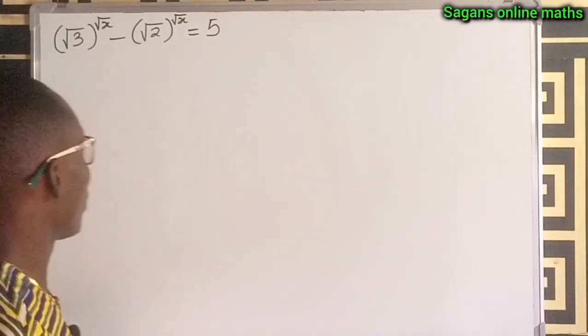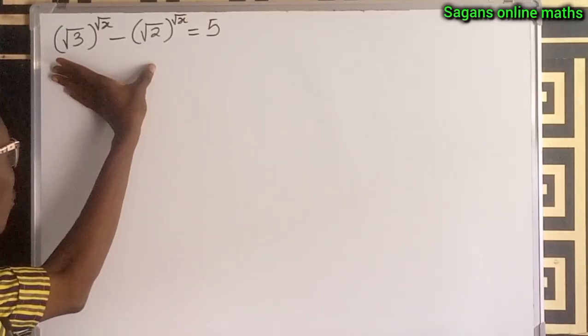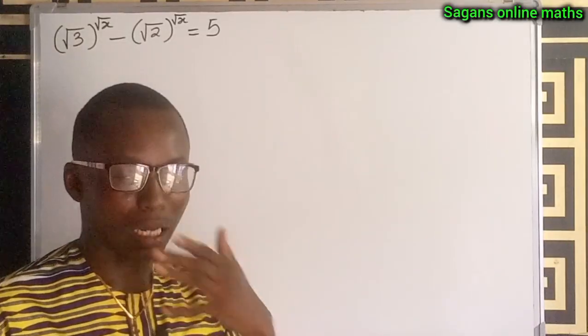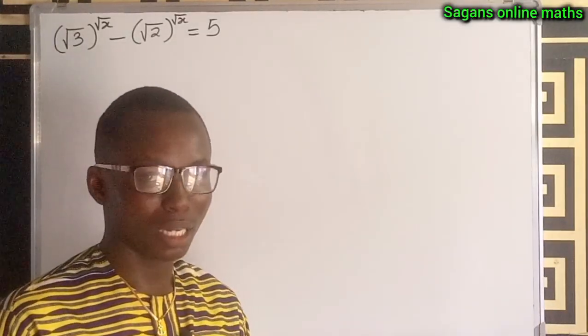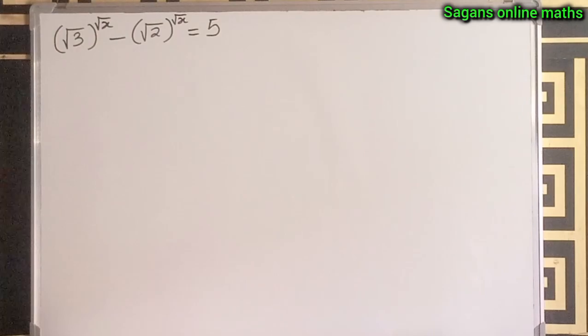Now what are we going to do? This equation has two methods of solving. Now you are going to consider case 1. Let's see what you can do in case 1 for us to find the value of x.